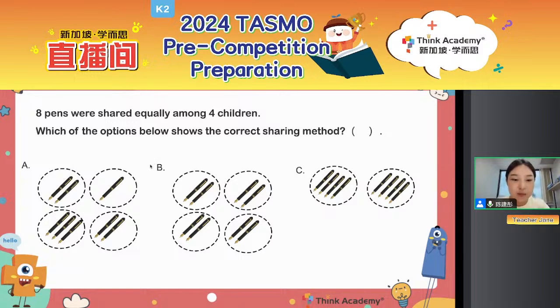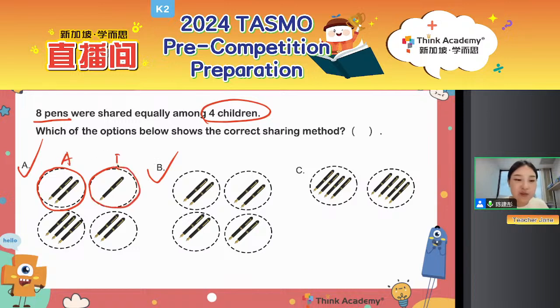Okay, everyone, good job. So as for this question, the final answer will be B, because we want to share 8 pens equally among 4 children, right? So imagine that each circle shows how many pens 1 child can have. So for the first option, the second circle, imagine this is kid A, kid B. Kid B will cry, right? Why do you have so many pens, and I also want to have more. So this is not fair, right? So option B is the correct one.